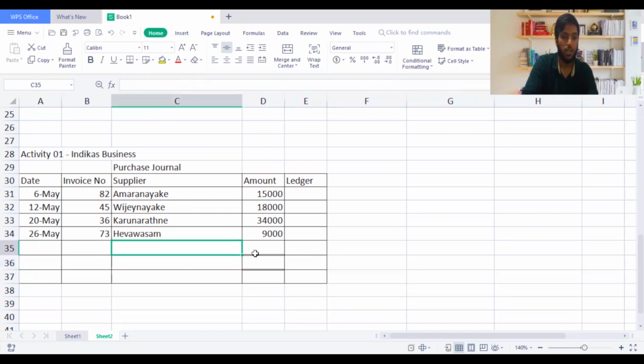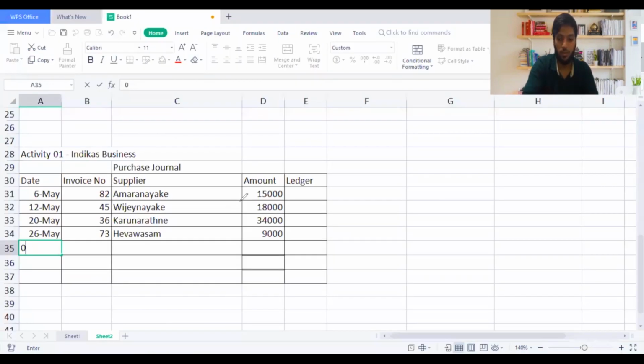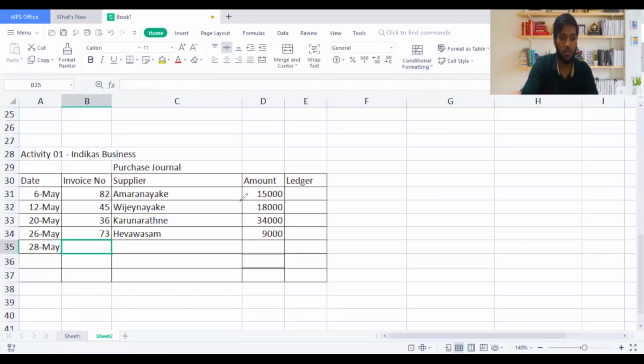So now here I have 26th is done. So we have 28th, 5th, 94, 28th, 5th, 94. So I'll write 28th, 5th, 28th, 94. What is the name we are going to take? We're going to write Abhay Nayaka.